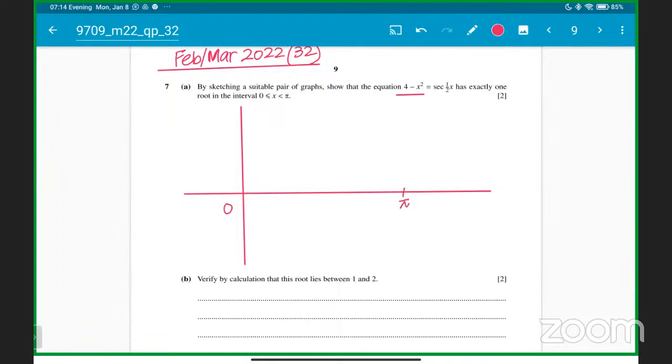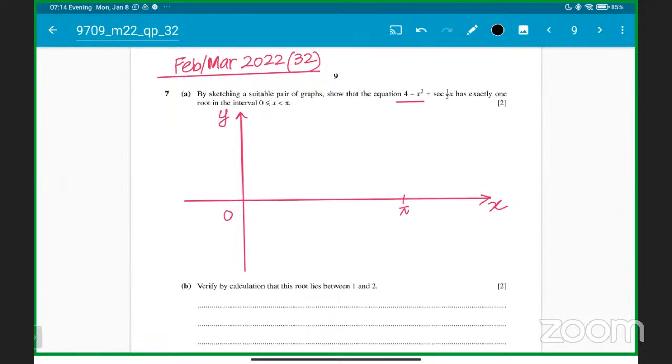Okay, understood? Clear? So let's say 0 and pi are here, and that is y and that is the x-axis. So let's first draw quickly. This is question number 7 of the February, March 2022 paper. What we need to understand, students, is that first we draw sec half x. We already know that sec half x is basically the reciprocal, 1 over cos half x.